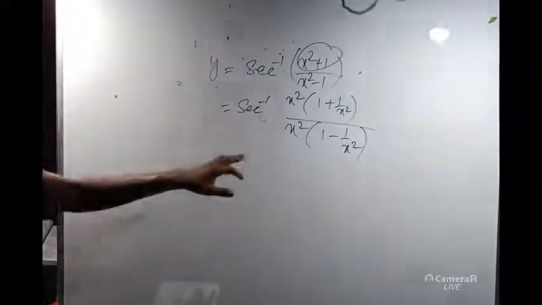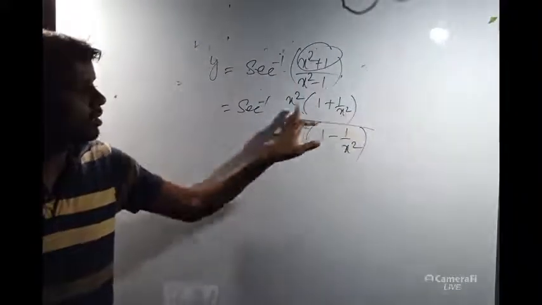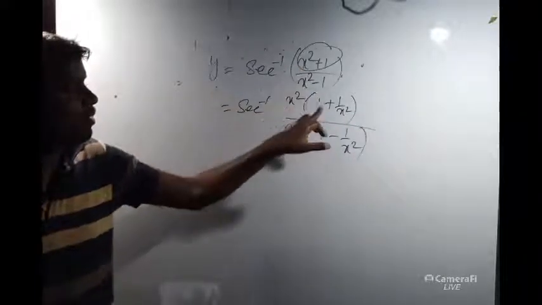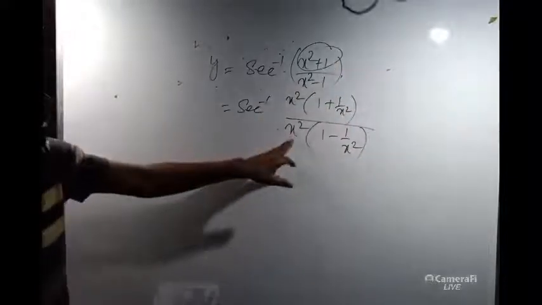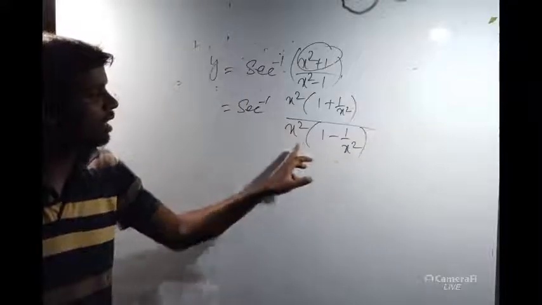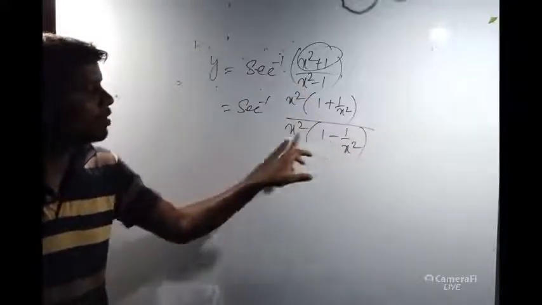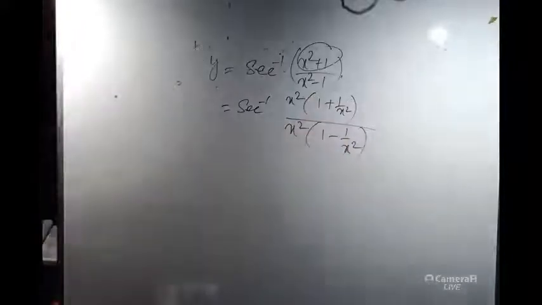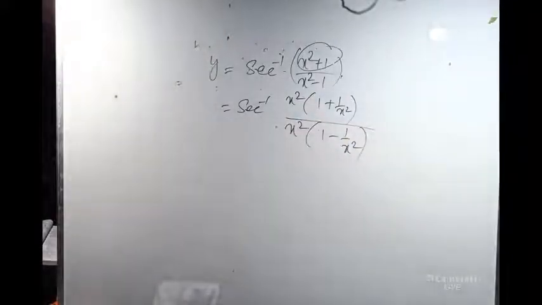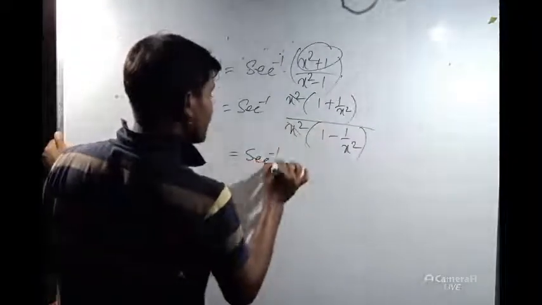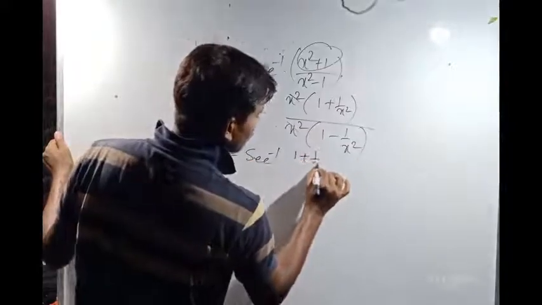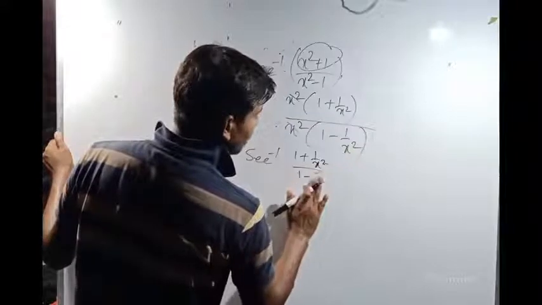If x square is multiplied with the term 1 plus 1 by x square, then x square into 1 is x square, and x square into 1 by x square is 1. Similarly, if x square is multiplied with 1 minus 1 by x square, then x square into 1 is x square, and minus x square into 1 by x square is minus 1. Again, I repeat this. Now x square is cancelled, and we have sec inverse of (1 plus 1 by x square) divided by (1 minus 1 by x square).